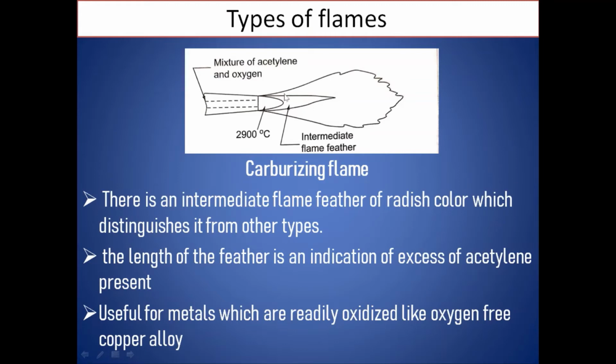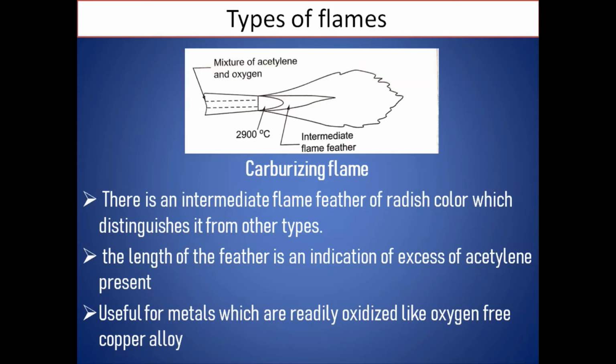This intermediate flame feather of reddish color is because of the excess amount of acetylene present in the flame. As I told you, oxygen is less, so acetylene will be more. If there is excess acetylene, then that will burn, creating an intermediate flame feather, and this is not desirable. This should be as little as possible to generate more heat.